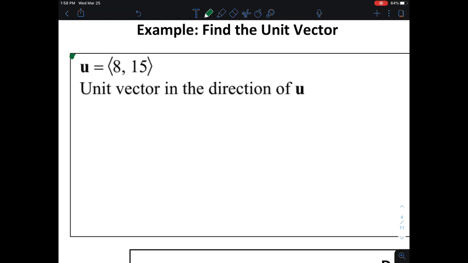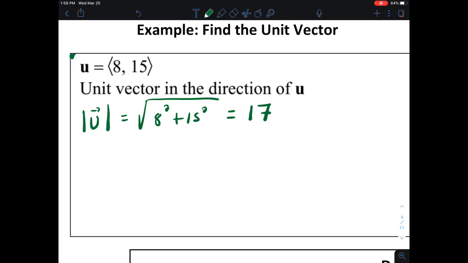All right, now let's find a unit vector. I have vector u that has components of 8 and 15. I want to find a unit vector that points in the same direction. So what I need to do is first find the magnitude of u. The magnitude of u is equal to the square root of the x component squared plus the y component squared. So 64 and 225, 289, which gives me 17.